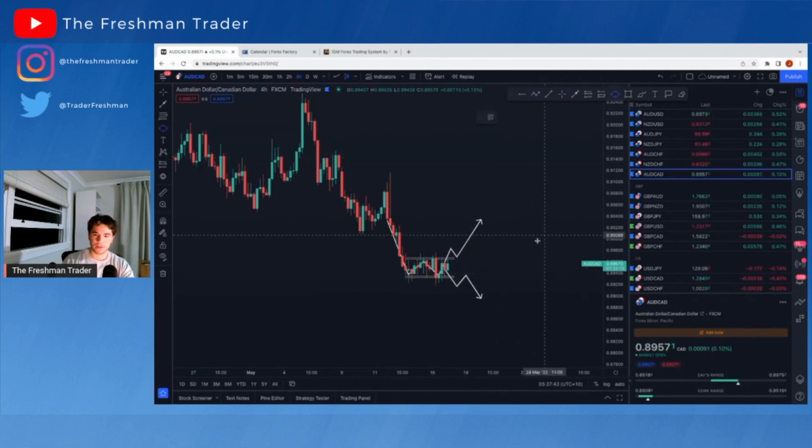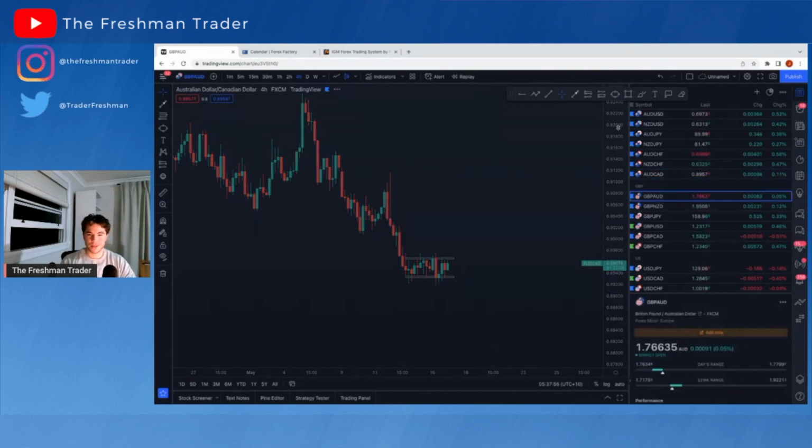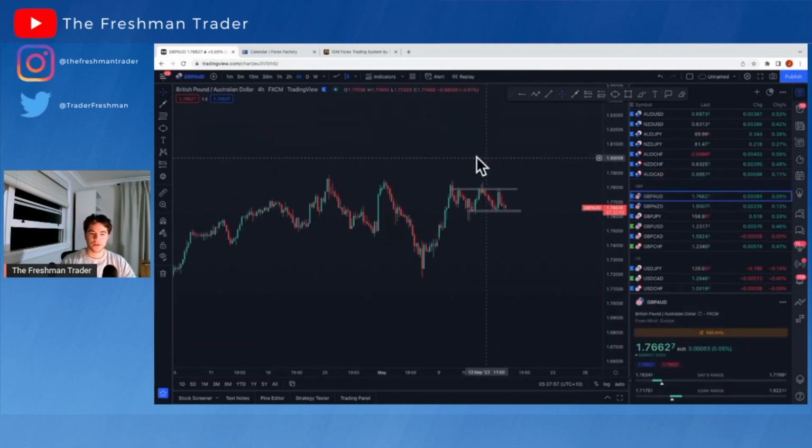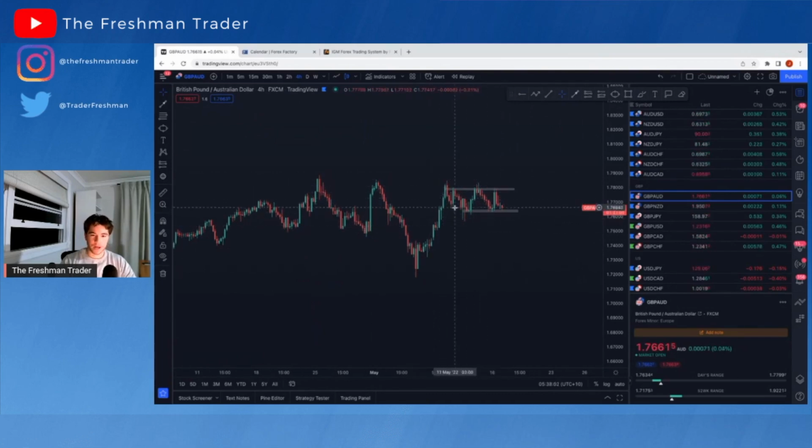But remember, the most important thing is to wait for this rejection on that 1 hour with some wicks, patterns like double tops or bottoms, and engulfing candles. Okay, I always say it, but it's very important. Okay, GBP AUD we can also see is in a bit of a consolidation for the past few days actually, and yeah, I'm just not really looking to trade this unless we see a breakout of this zone.